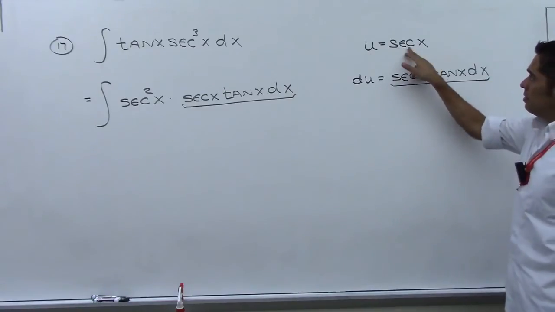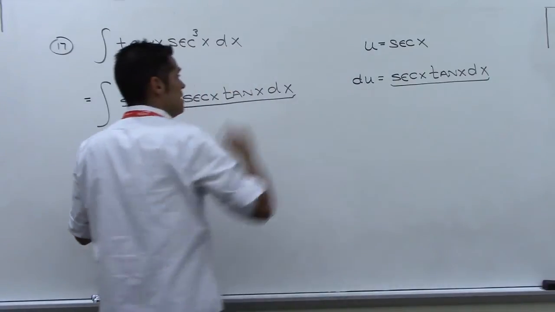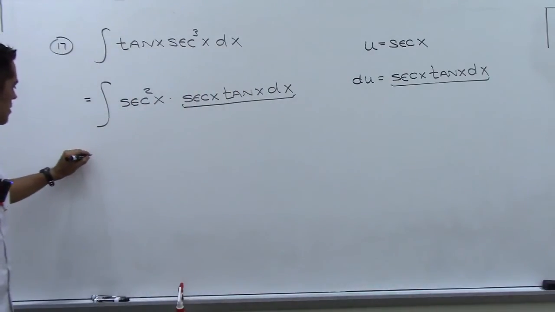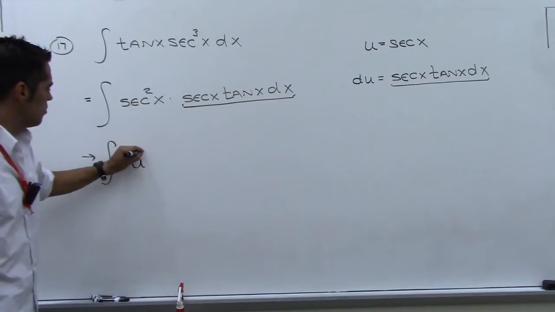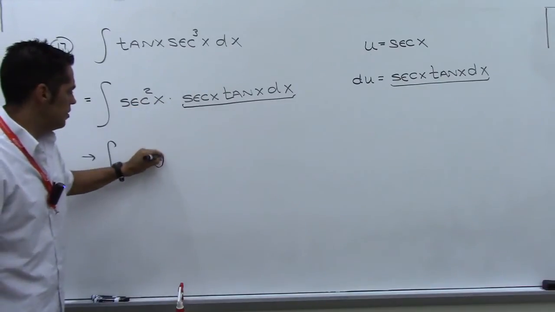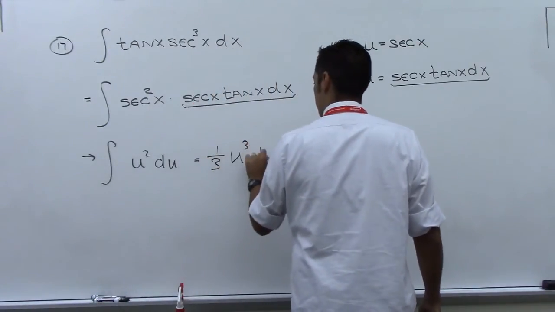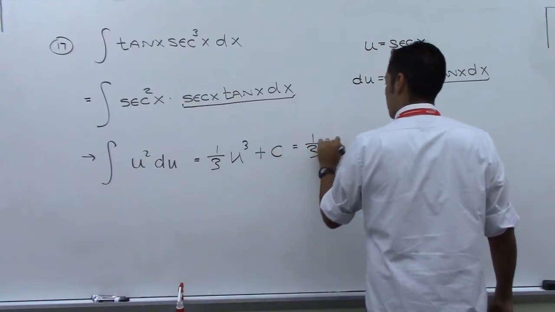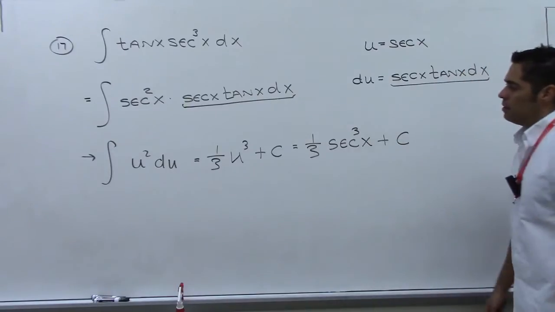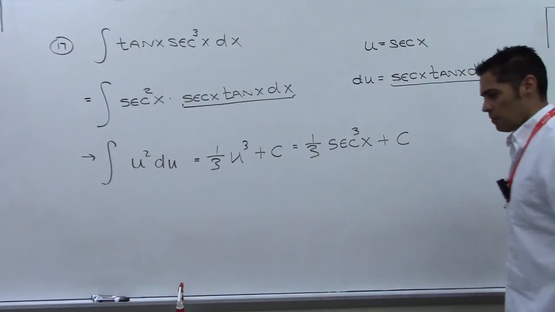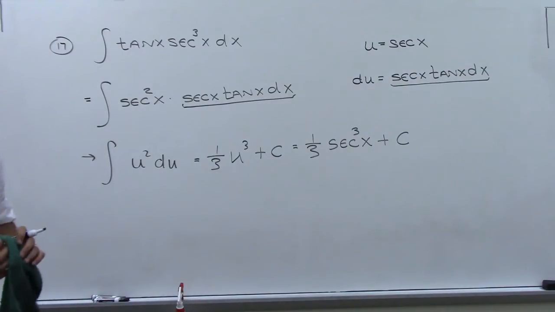So that means that I've got to come in here with what's left and somehow get that in terms of secant, which it already is. So this is going to be straight away, u is going to be secant x, so u squared. Then everything out there is du. The antiderivative here is 1/3 u cubed plus c, which is 1/3 secant cubed x plus c. So that's it. Let's take a look at the next one.